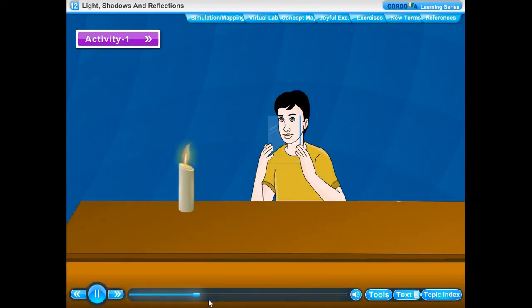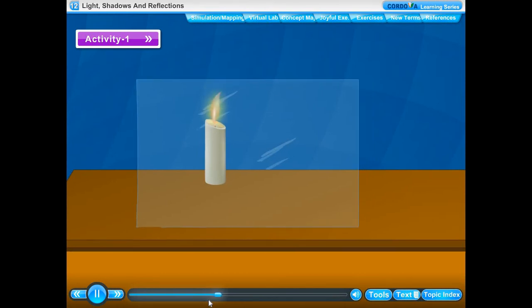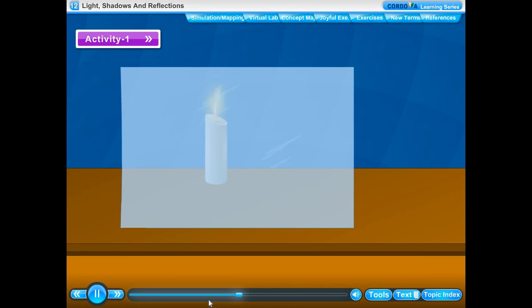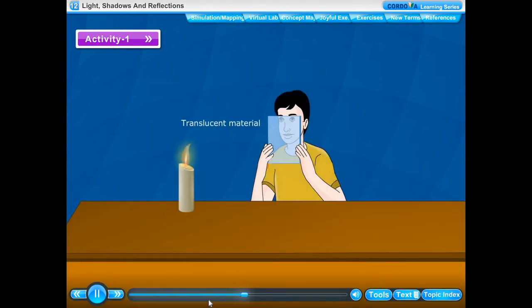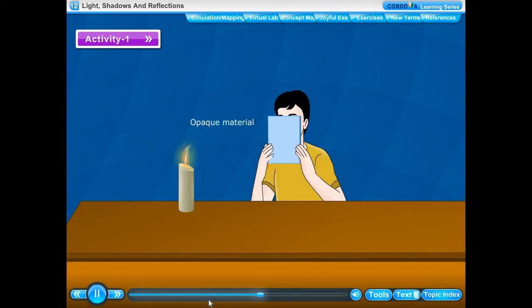Method: hold the objects you have collected in front of a lighted candle one at a time. If you see the lighted candle clearly through the object, it should be regarded as transparent material. If you see the lighted candle faintly or partially, the object consists of some translucent material. If the lighted candle is invisible, the object is made of some opaque material.